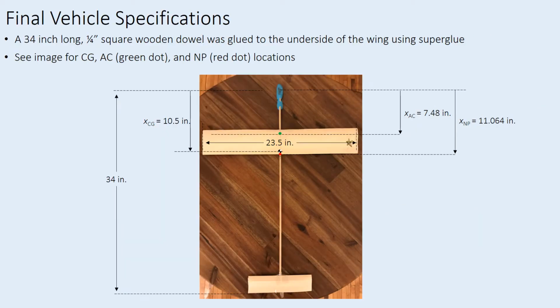Here is a dimensionalized photo of our final design. The center of gravity, aerodynamic center of the wing, and the neutral point have all been labeled. The center of gravity lies forward of the neutral point, ensuring stability.